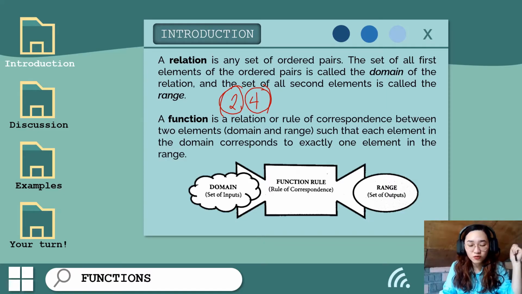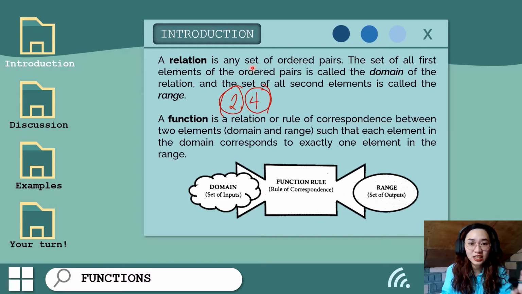So, the set of all first elements of our ordered pairs is what we call the domain. And the set of all second elements is called the range. While a function is a relation. Okay, so yung function daw po is also a set of ordered pairs, but it has a rule of correspondence between your domain and range such that each element in the domain corresponds to exactly one element in the range.